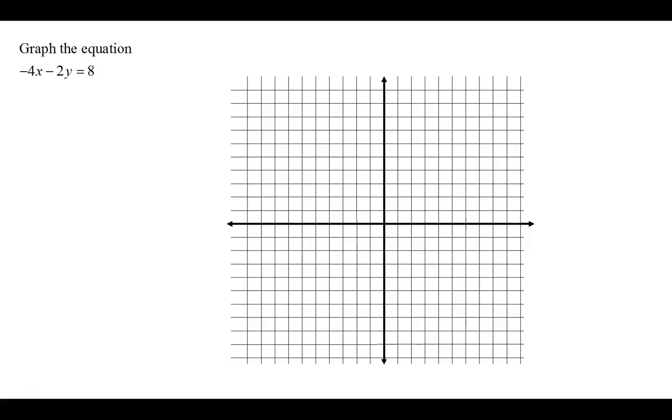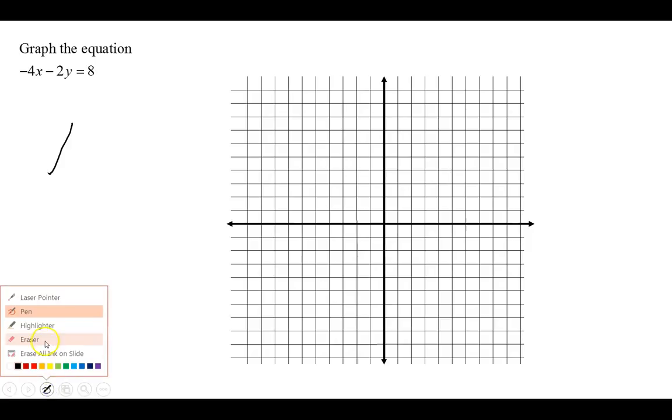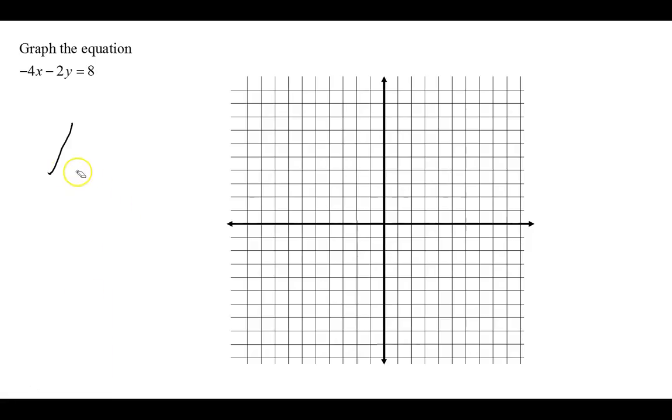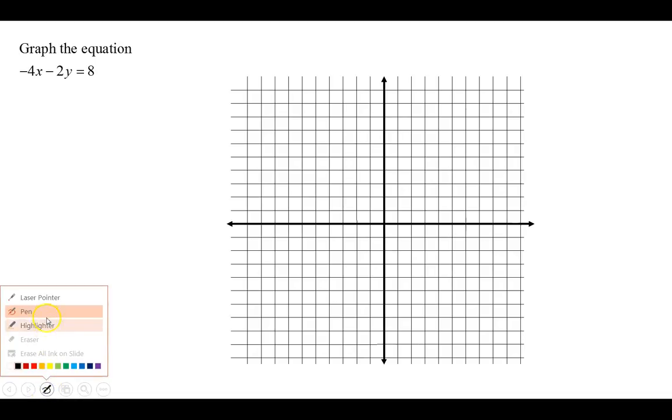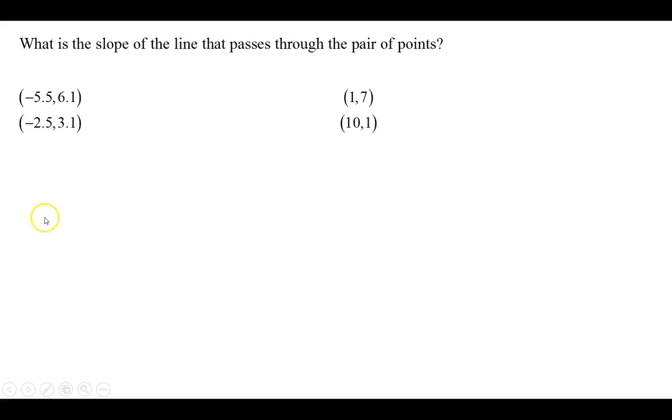The best way to graph it when it's in that form is to find the x and y intercepts. This form here is called standard form. And so what we're going to do is find out what happens when x is 0, and then find out what happens when y is 0.